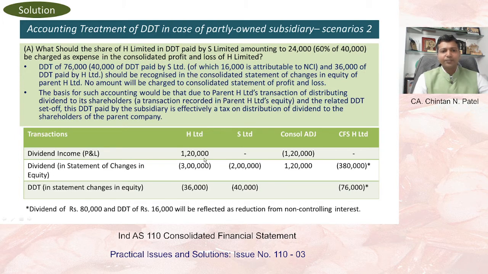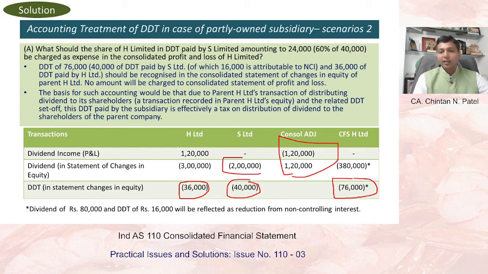So here, if you look at what is done, first is the elimination of the intercompany dividend income, and then the 40,000 rupees, that is S Limited, and 36,000 rupees, H Limited, they both combined come to 76,000 rupees as part of equity. There is no charge of dividend distribution tax in the profit and loss statement, because this is eligible to offset.